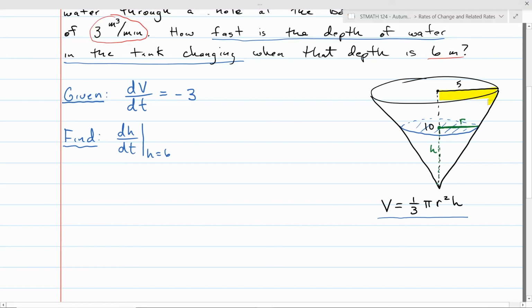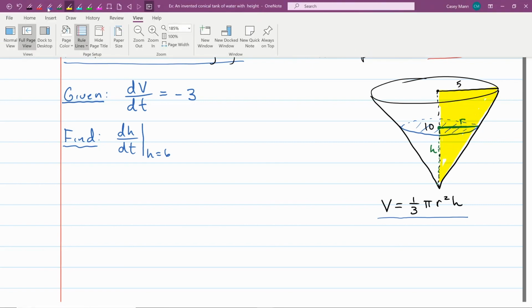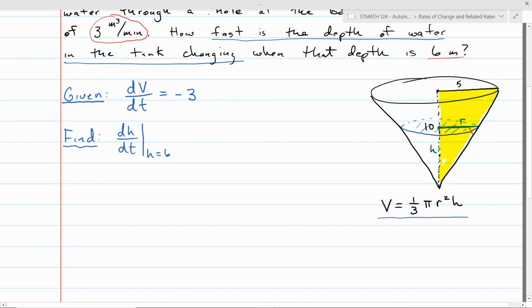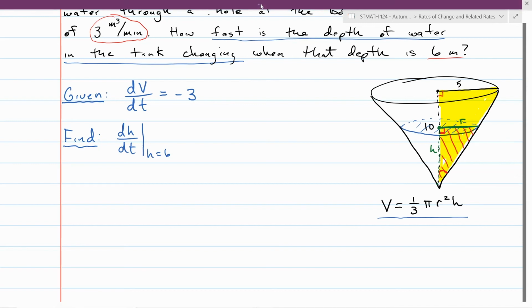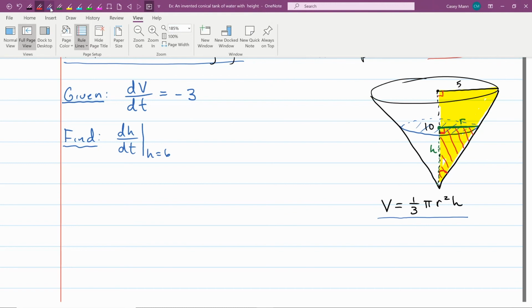Look at this triangle right here in yellow, and then compare that to the triangle that I'm going to shade in red here. Notice that both of those triangles have a right angle, and they share the angle at the bottom. Anytime you have two triangles that have two equal angles, they're what are called similar triangles. And similar triangles have the lengths of their sides in proportion to one another.